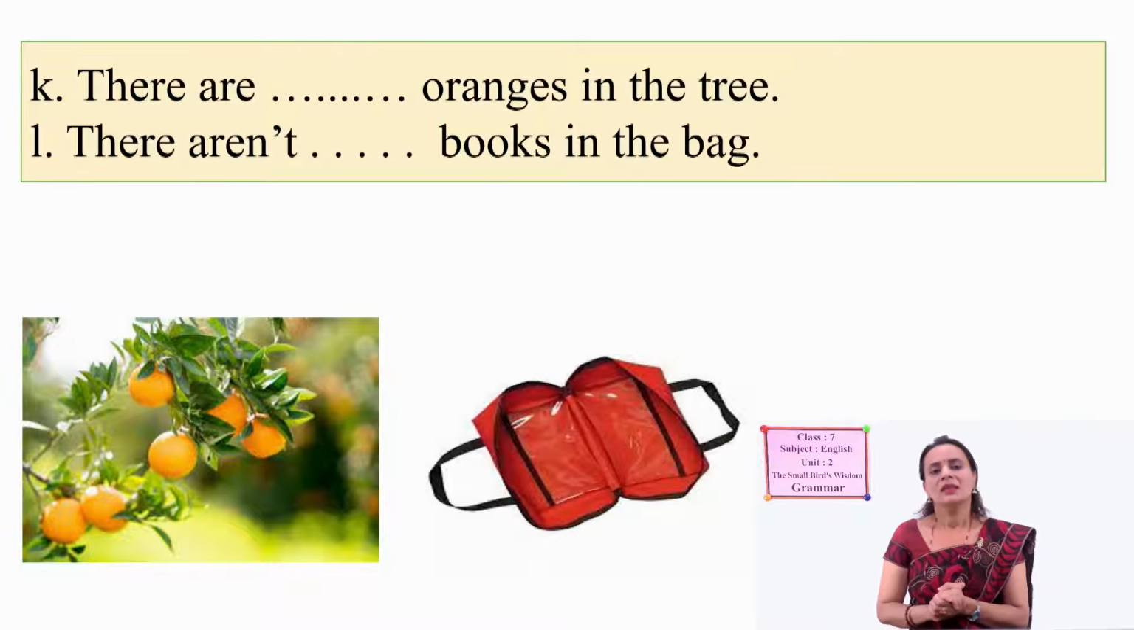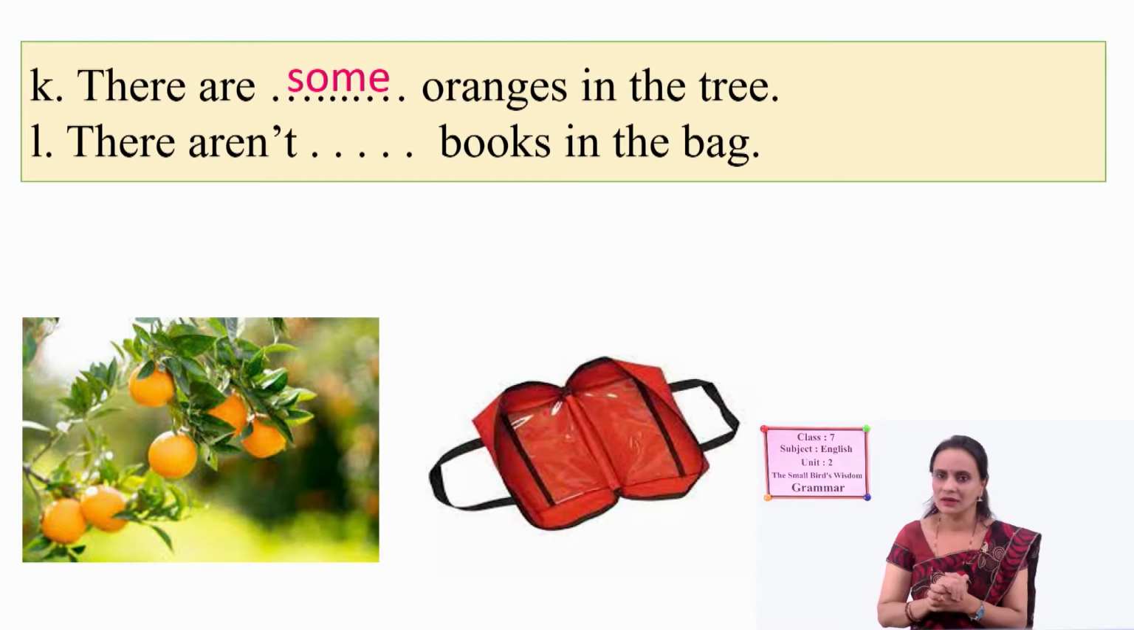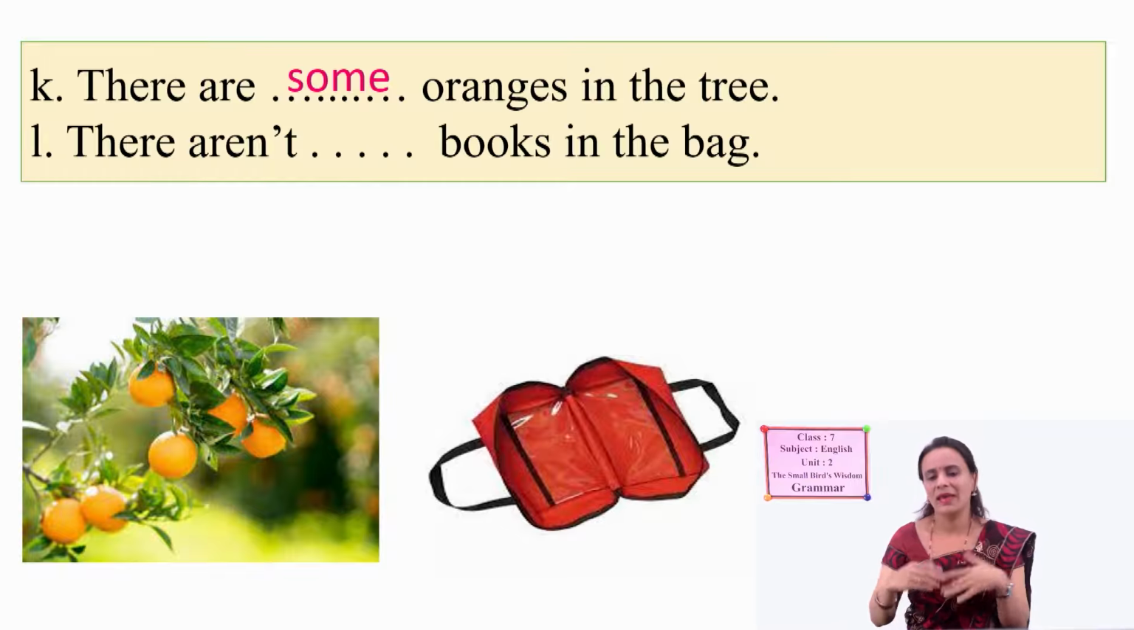Now, let's see it. Another. There are oranges in the tree. You can see it here. There are so many oranges. So, the sentence is positive. Yes, yes, yes. Some. Very good. There are some oranges in the tree. Now, number L. There aren't, blank, books in the bag. The bag is empty. You can see it there. There aren't, for negative sentences, any books in the bag.